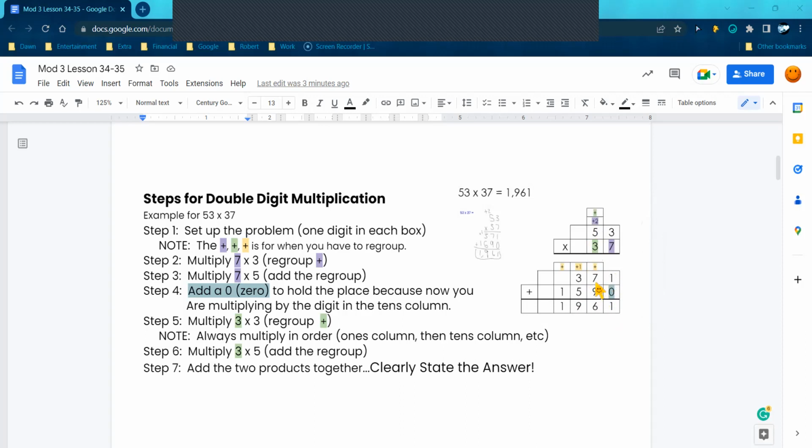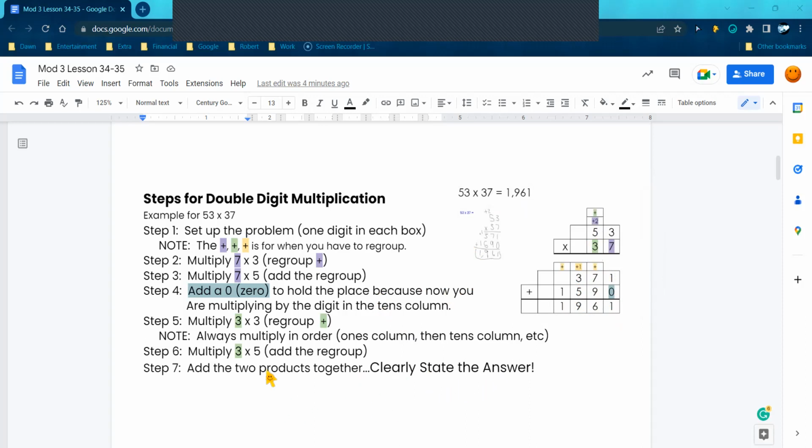1 plus 0 is 1. 7 plus 9 is 16. We carry the 1, drop the 6. 1 plus 3 plus 5 is 9, and 1 plus nothing is 1. So 57 times 37 is 1,961. Now that we've seen the steps, we always make sure we clearly state the answer.